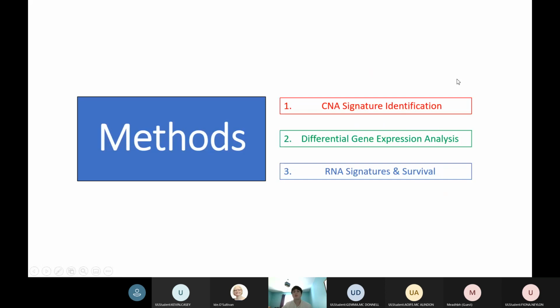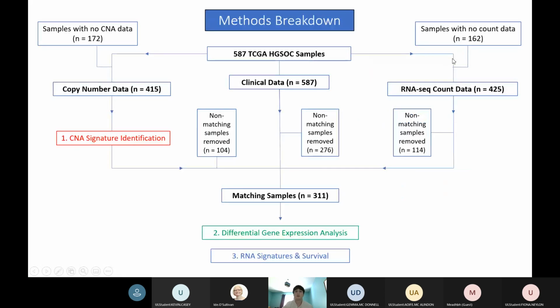In my project, there were 3 components to the methods: CNA signature identification, differential gene expression analysis, and RNA signature and survival analysis. To break down the sampling involved in this study, I started off with 587 high-grade serous ovarian cancer samples from the TCGA, the Cancer Genome Atlas, which is a publicly available online genomics database. 415 of these samples had copy number data available that was used for CNA signature identification. 311 samples were matching across copy number, clinical, and RNA-seq count data, and they were used for parts 2 and 3 of the methods.